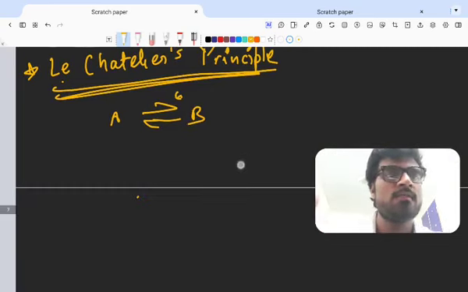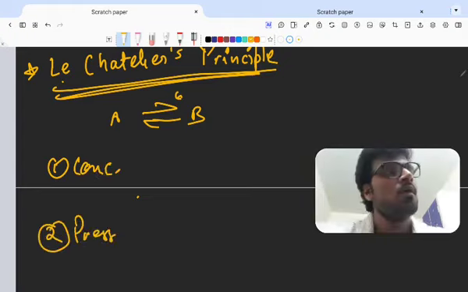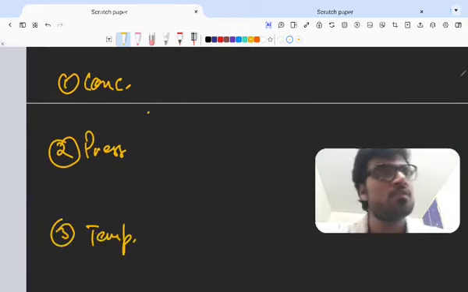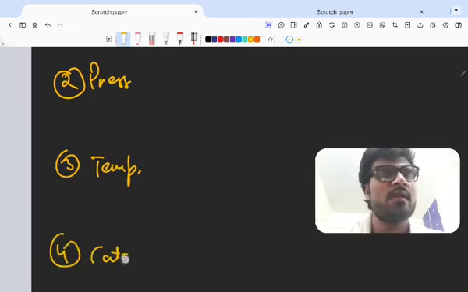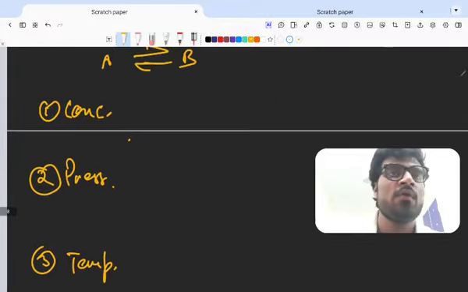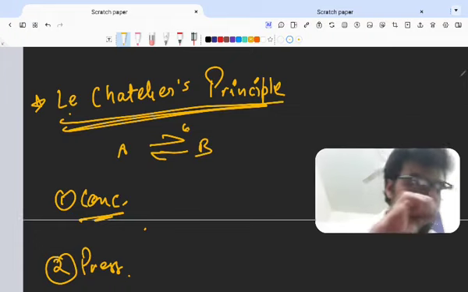Okay. So there are some factors on which this principle depends, like concentration, pressure, and temperature. This is a very basic question that has been asked in NEET and JEE all the time, and we'll see what catalyst does. It does not play any role. Let me tell you. Okay, let's see how the concentration affects the equilibrium or change in equilibrium.